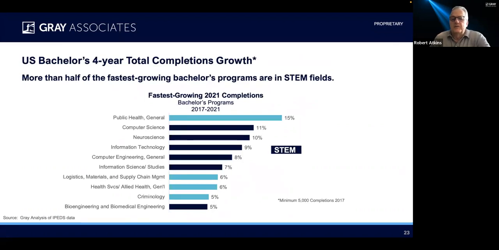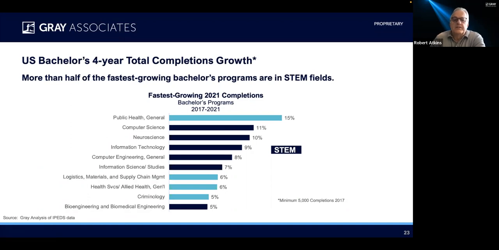So what are they interested in? Well, turns out they're interested in a lot of STEM. Actually 6 of the top 10 programs in terms of completion volume are STEM programs. 6 of the fastest growing programs are STEM programs: computer science, neuroscience, IT, computer engineering, information sciences, and biological engineering down here at the bottom. The fastest growing program in terms of completions is public health.